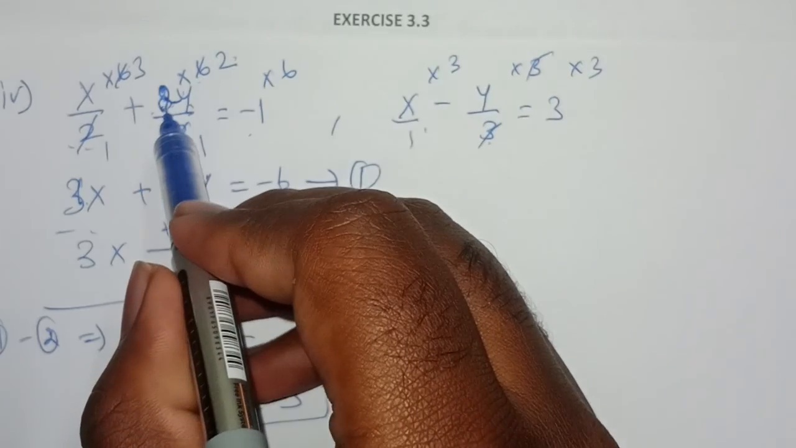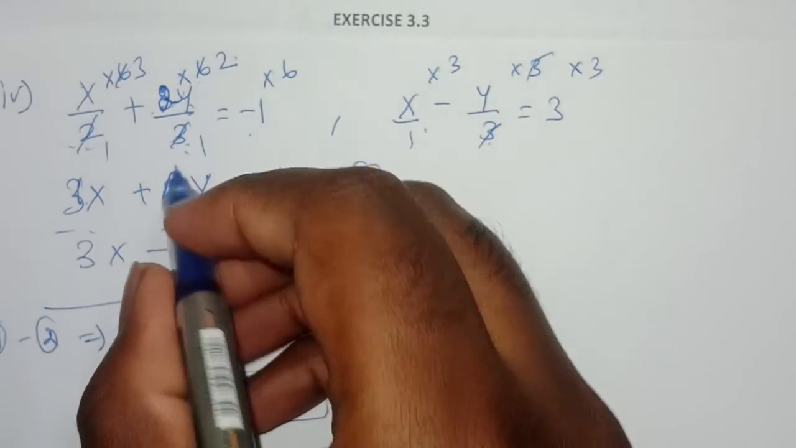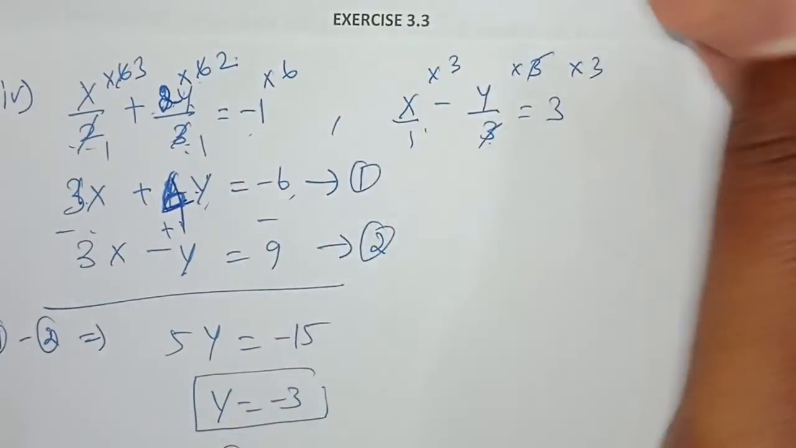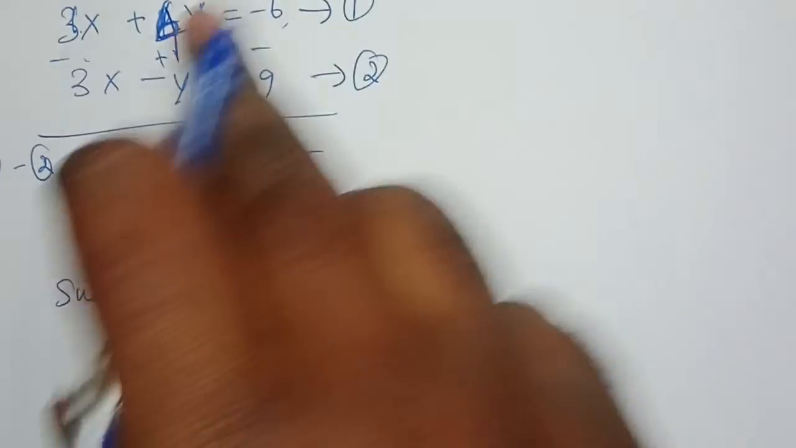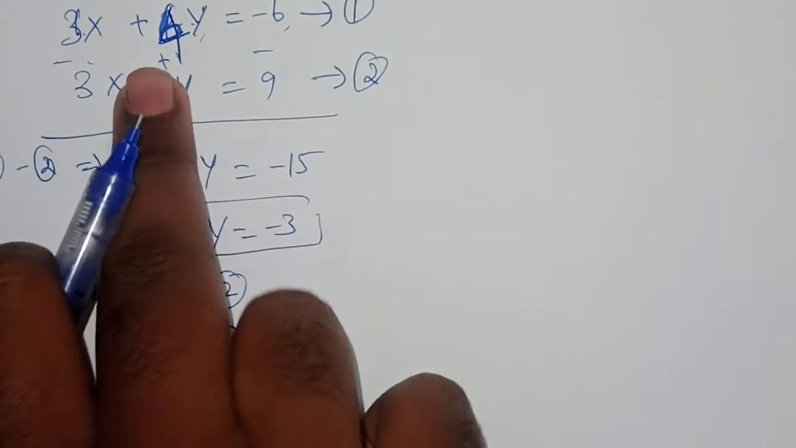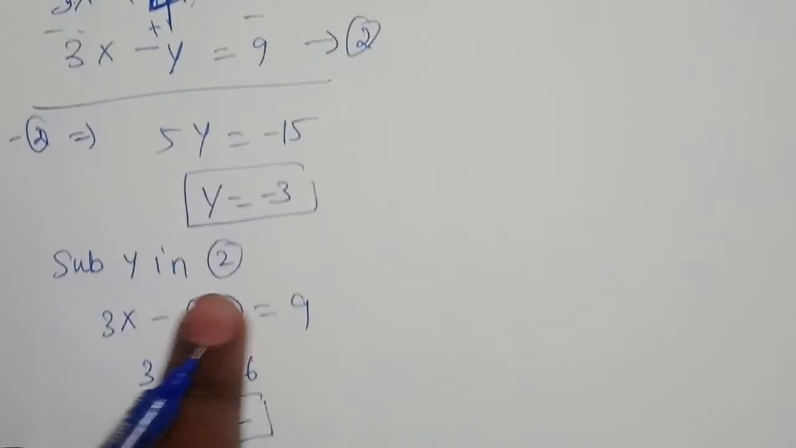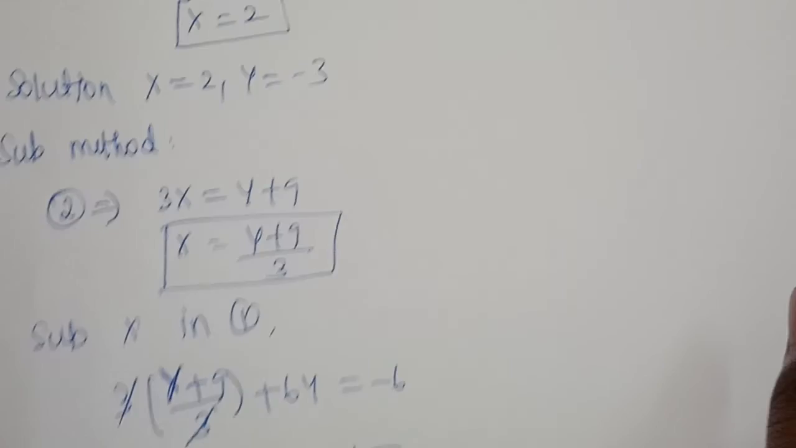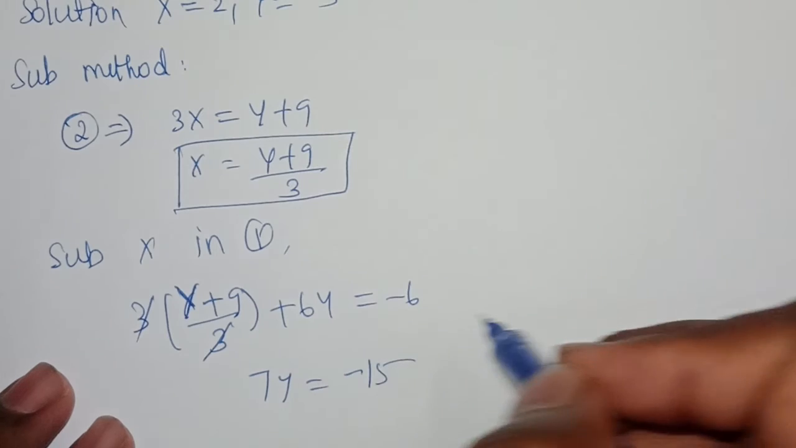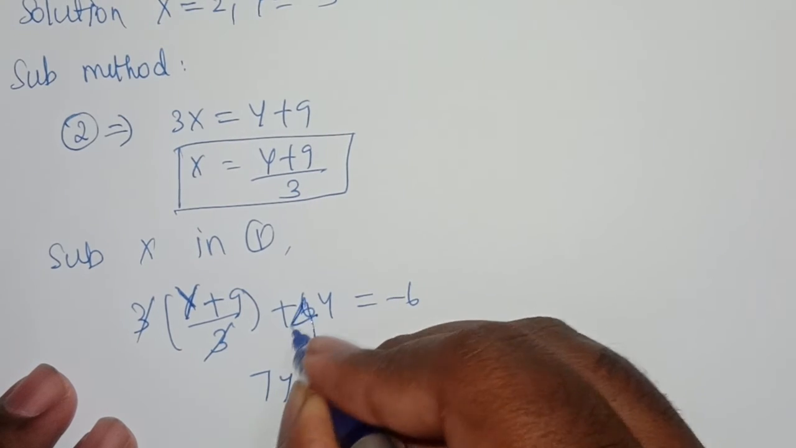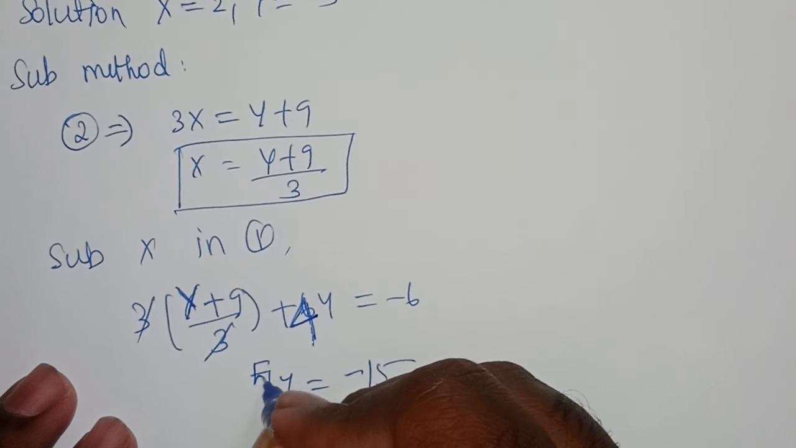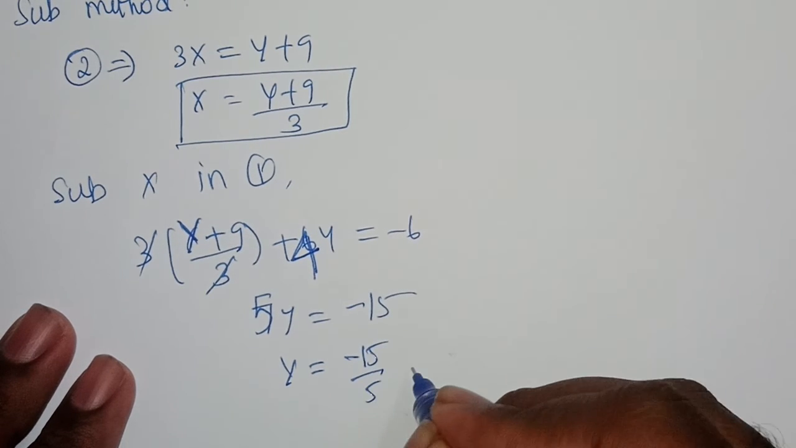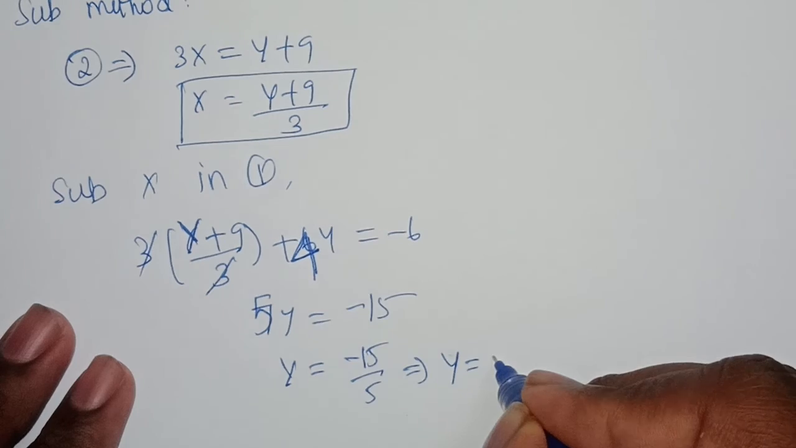Here I wrote 2, I wrote 3. Therefore, there is a mistake while writing the question. I wrote the question itself wrong. Here there is a plus, so 4 plus 1 is 5. Here the answers are correct. Therefore, y equal to minus 15 by 5, which is y equal to minus 3.